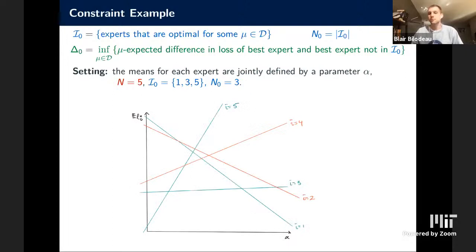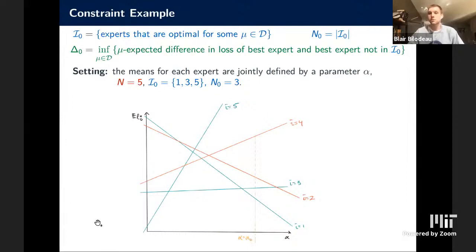First, let's visualize what these expected losses look like. On the x-axis, I have this alpha parameter ranging, which corresponds to moving through all the distributions in my set D. On the y-axis, I have the actual expected losses of the experts, and each line corresponds to a single expert. So this line is the expected loss of, say, expert 5.